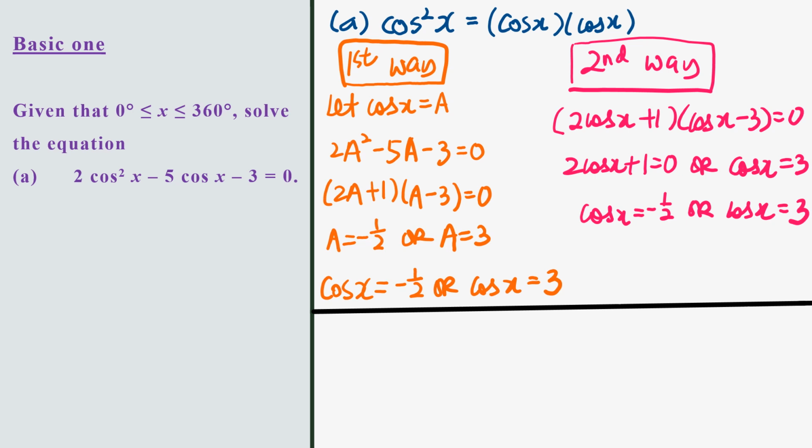So the next step will involve solving it. All right, so let's look at how we can find the value for cos x equals negative half first. So to do that, we're going to use the concept of ASTC to solve it. So ASTC will require you to find the reference angle.